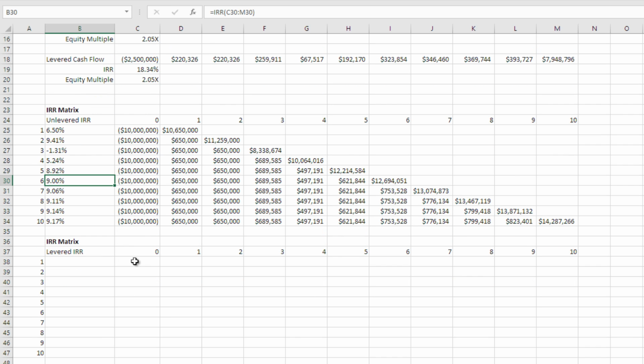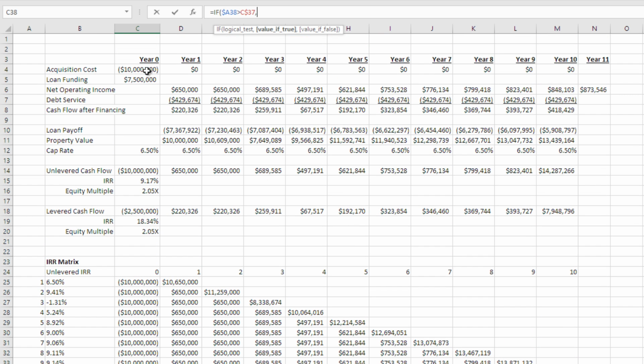For the levered, it's very similar, right? So what we're going to do is, again, we're going to make, if our scenario year, locking in the column, is greater than our cash flow year, locking in the row, then we are going to take the outflows, right? And in this case, that would be the acquisition cost, locking in the row, plus any loan funding, right? Because this is on a levered basis. So that's going to offset some of those outflows.